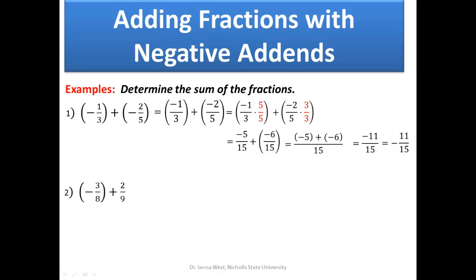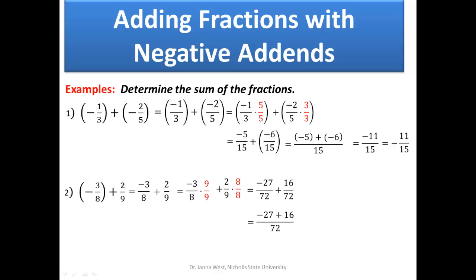For our second example, we are adding fractions with unlike signs. The first thing I want to do with the first fraction is put the negative in front of the numerator. Again, we are still adding fractions with unlike signs. We need a common denominator. I will multiply the first fraction by 9 over 9, and I will multiply the second fraction by 8 over 8. When I multiply the numerators and multiply the denominators of these two products, we get negative 27 over 72 plus 16 over 72. Now we can add the numerators, carry over the common denominator.